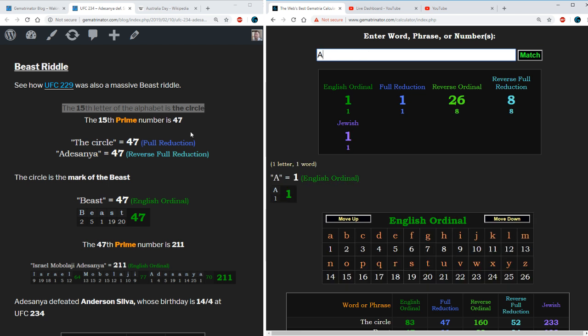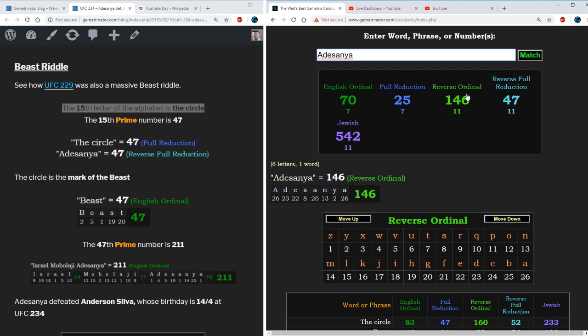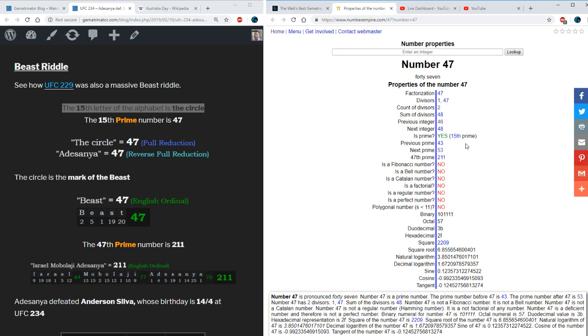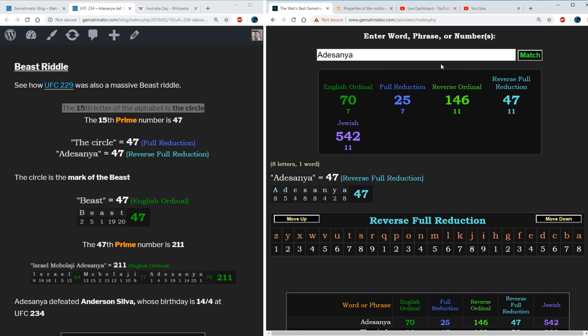Israel Adesanya's last name also has gematria of 47 in the reverse method. Something else that's very significant to numerology is prime number relationships. The number 47 is the 15th prime number. Again, the 15th letter, the circle. The circle equals 47.